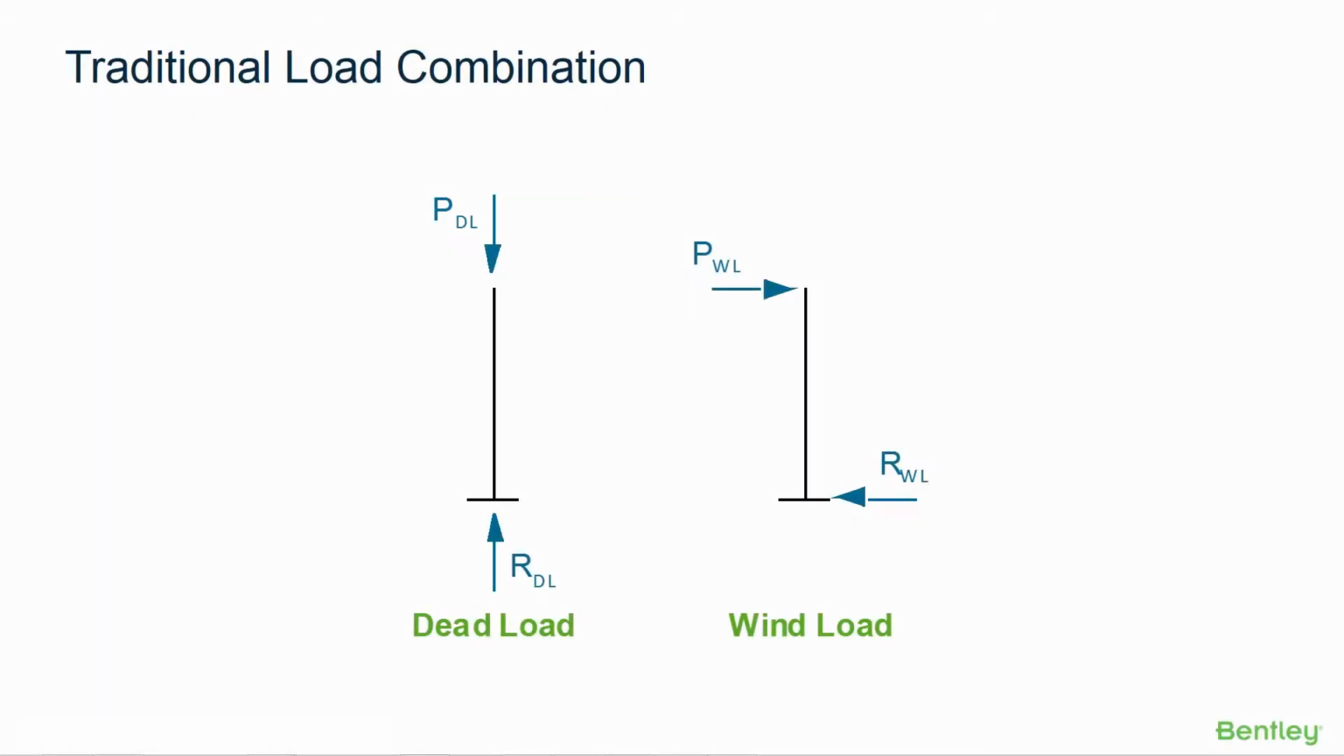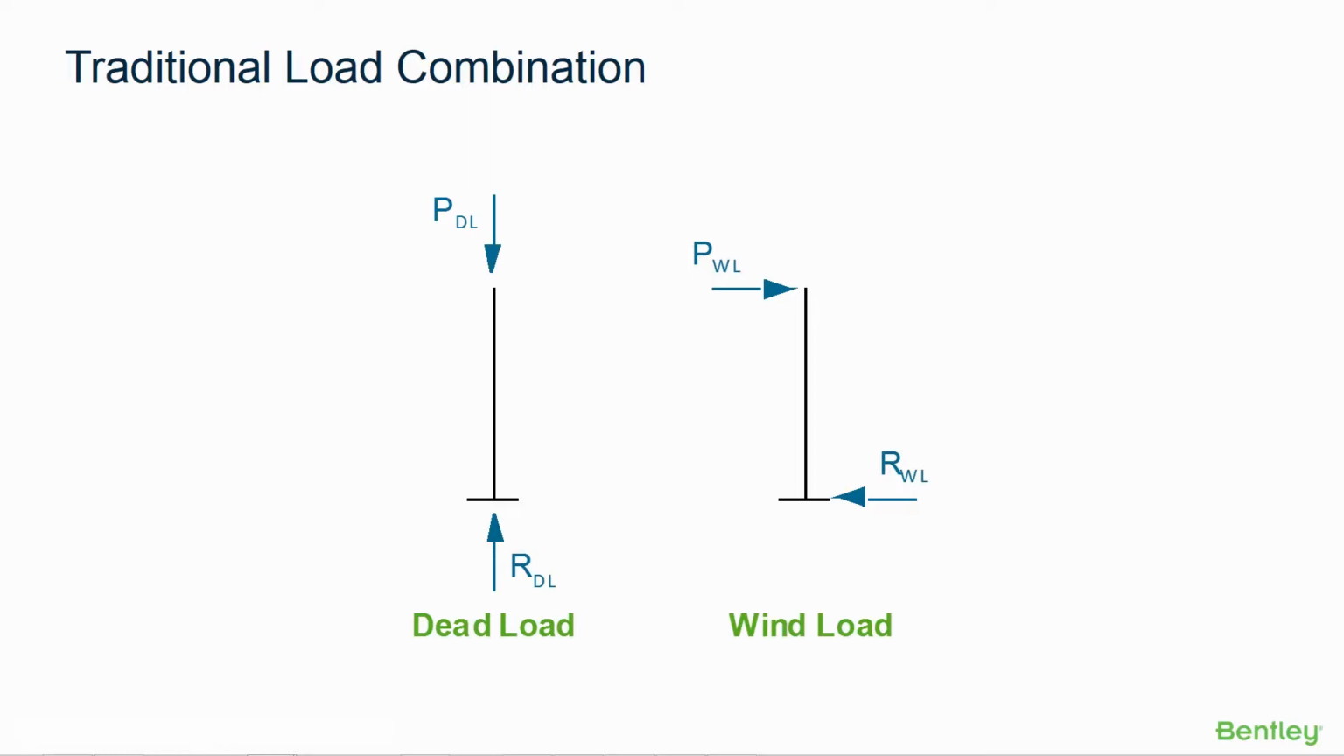In STAAD.Pro, you have the ability to create or generate two different types of load combinations. The first load combination type we're going to talk about is our traditional load combinations. A traditional load combination is a set of load results which are combined algebraically to produce a superimposed set of results for post-processing. In a traditional load combination, STAAD.Pro will calculate the results of each load case individually.